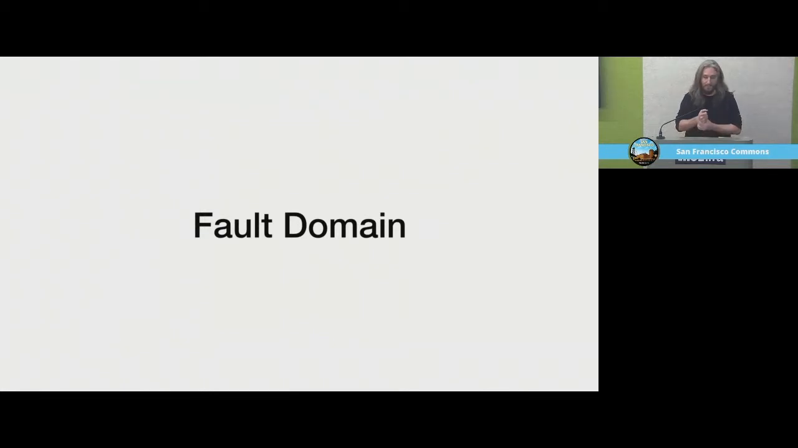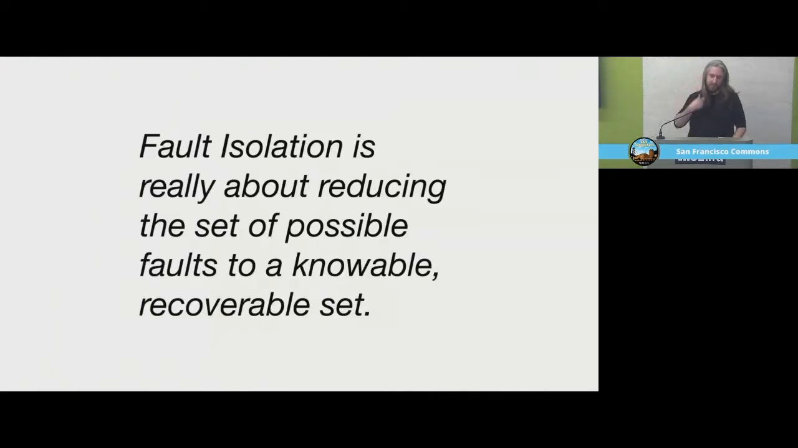A fault domain is the answer to the question, what is fucked if this thing blows up? I hope I'm allowed to swear on stage, because I'm gonna. Fault isolation is really about reducing the set of possible faults to something that is knowable and recoverable. For instance, if certain code should not be able to be executed, fault isolation is about being able to prove that it's either not possible or that if it is possible, when it occurs, we can catch it before any harm is done.